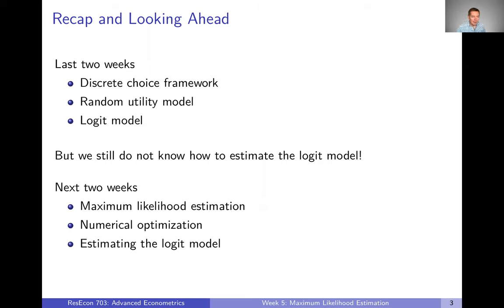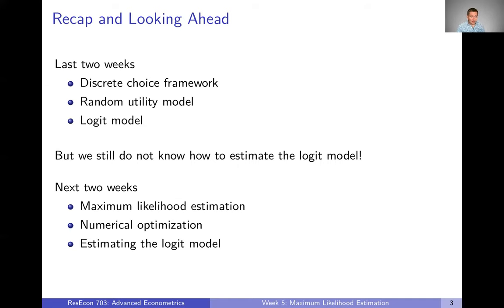So just a quick recap and looking ahead. We've spent the last 2 weeks looking at discrete choice models and the general discrete choice framework. We talked about the random utility model and how we can use that to get from a discrete choice problem towards an econometric model. And then finally, last week, we talked about the LOGIT model, the first of these econometric models that we can use to solve a multinomial or a binary discrete choice problem. We solved those models using R, some of the canned routines in R, but we still don't really know how to estimate those models ourselves. And that's what we're going to start working on this week.